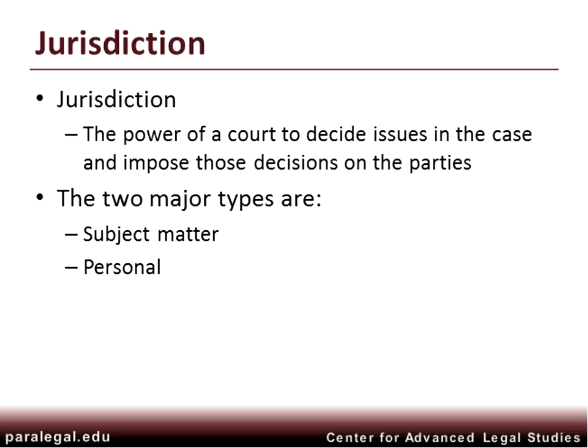And jurisdiction means that the court has the ability and the power to make a decision and impose that decision on the plaintiff and on the defendant. If the court does not have that authority, that power to do it, it does not have jurisdiction. Two major types of jurisdiction. We're talking about subject matter jurisdiction, which means that the court has jurisdiction over the type of case that it is.